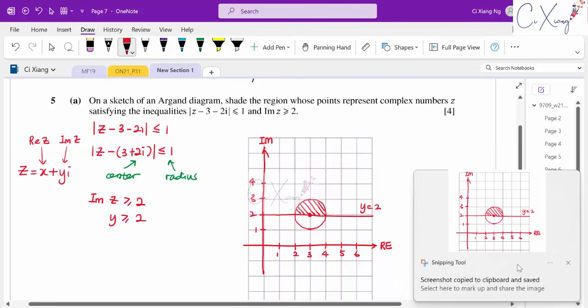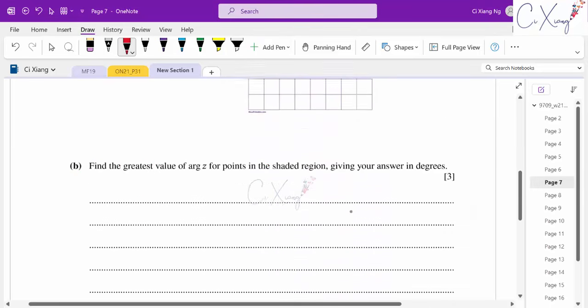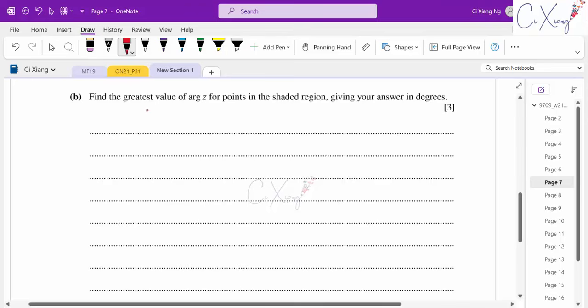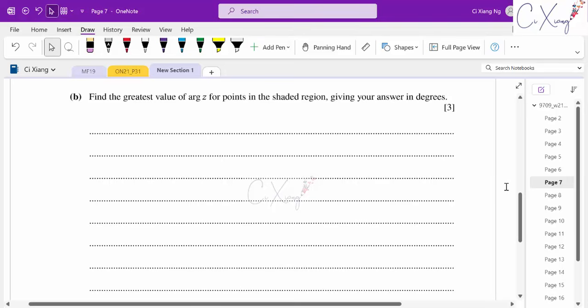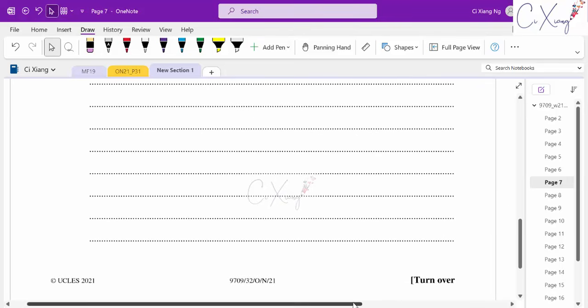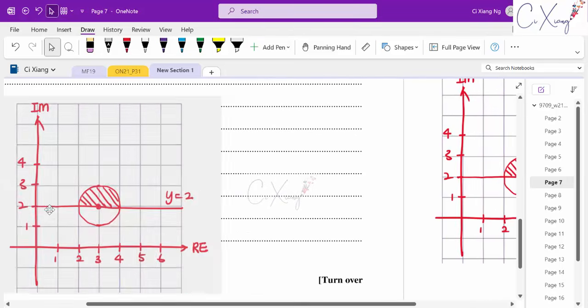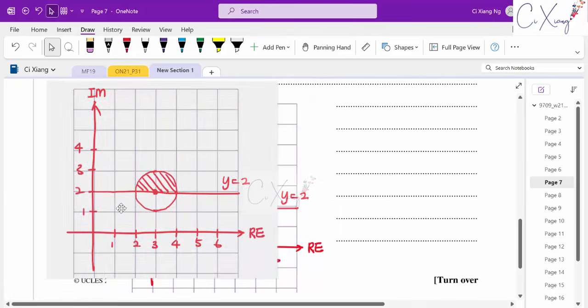For part B, now they want us to find the greatest value of argument Z for the points in the shaded region, giving your answer in degrees. So we need to refer back to our shaded region here. Maybe I can just copy it here so you can have a better look.